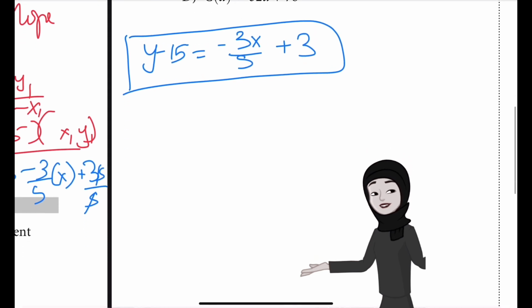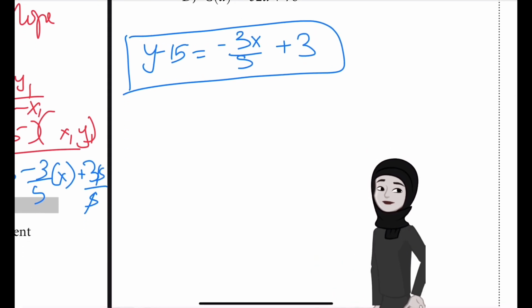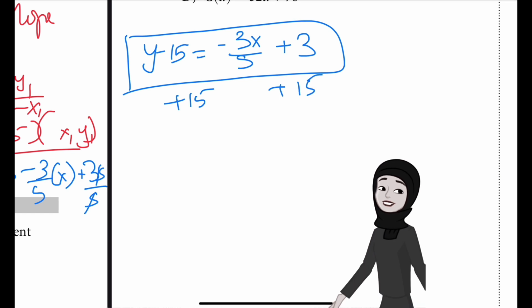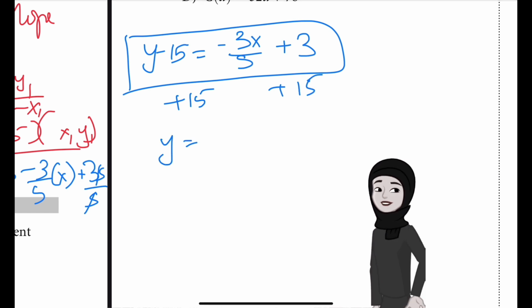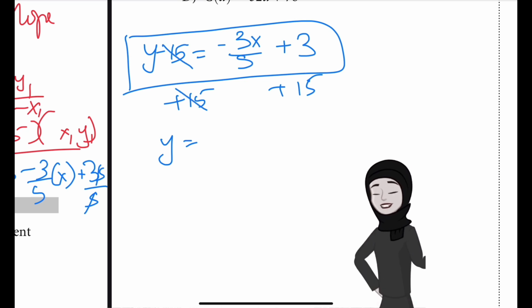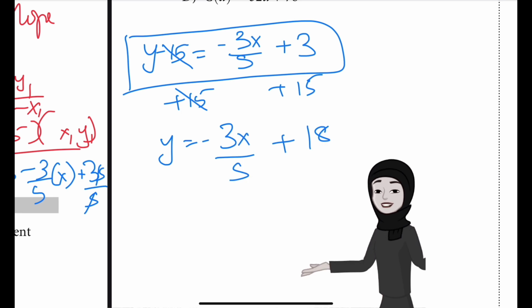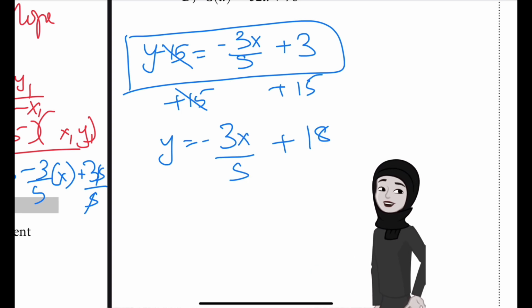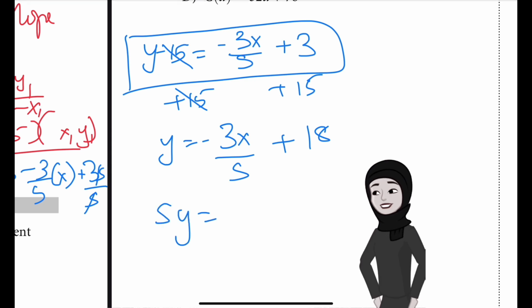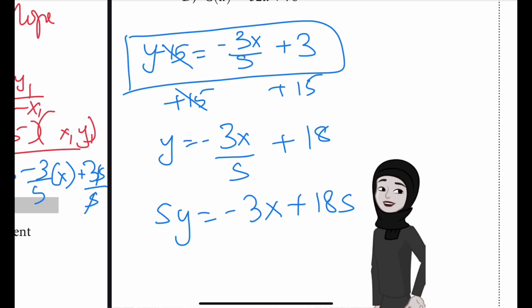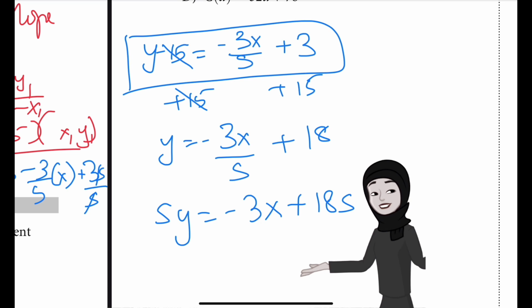Now we have to make sure that it is matching to any of these answer choices. So you can see that there is no fraction at all. So we have to further simplify this. To do that, let us add 15 to both sides. We have to continue simplifying till we can match it to any of the answer choices. Minus 3x by s plus 15 plus 3 will be 18. Now as I said, there is no fraction at all. There is nothing in the denominator. So each term we will multiply by s. sy is equal to minus 3x plus 18s.